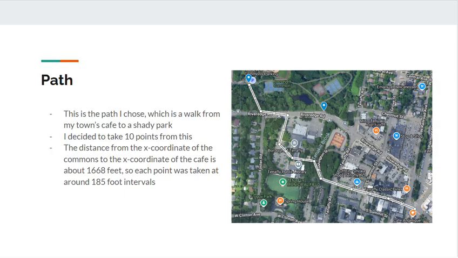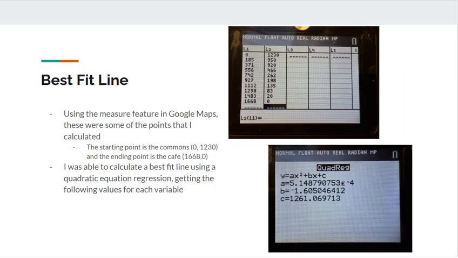Using that and the new measure feature in Google Maps, these are some of the points that I calculated, as you can see in the top image. The starting point, as I said, is the Commons, which is at 0, with a y coordinate of 1,230. As the x values continue to get higher, the y values continue to get lower, with the ending point at the cafe being 1,668, 0.